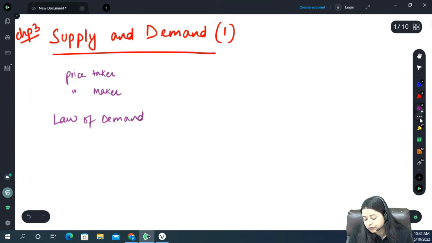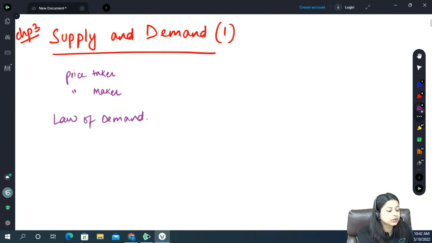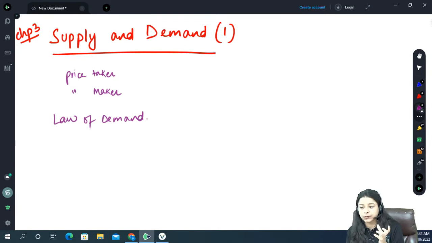Then obviously, starting with the very important terminology, law of demand. What is law of demand? Now, there are again very important jargons, very important words which we have to keep in mind. So law of demand is the change in the quantity demanded. What is quantity demanded? The amount or the quantity you demand in a given period of time. Given period of time is always very important because we are not talking about a flow concept over a period of time. No, it's a given period of time, right?